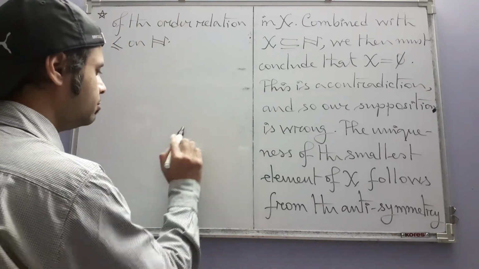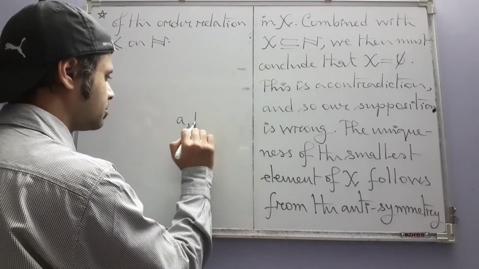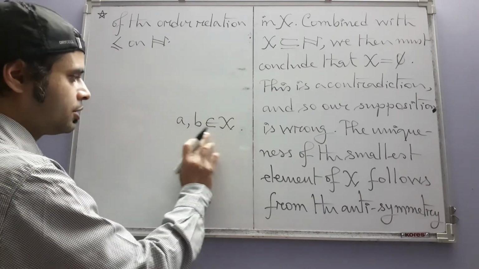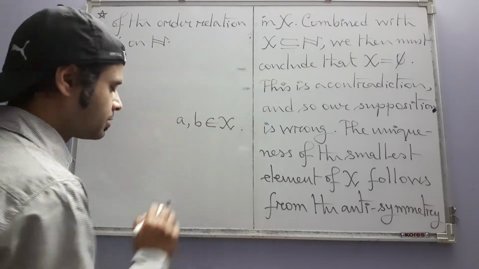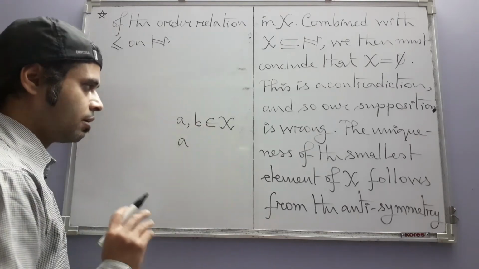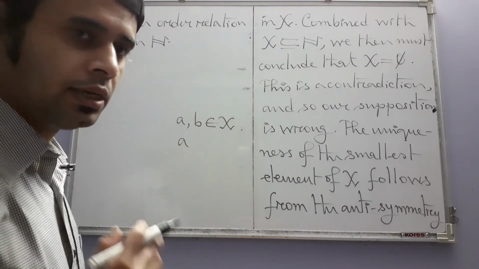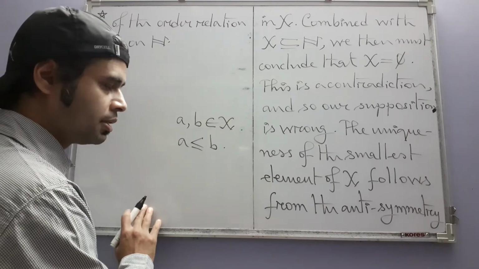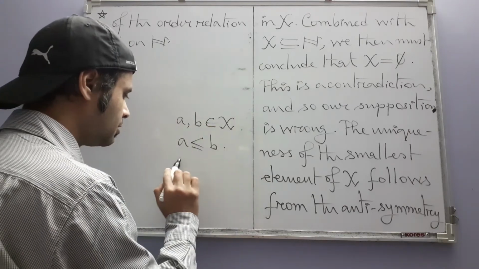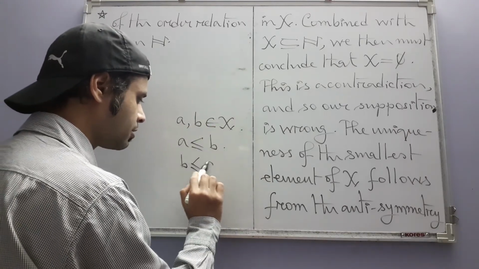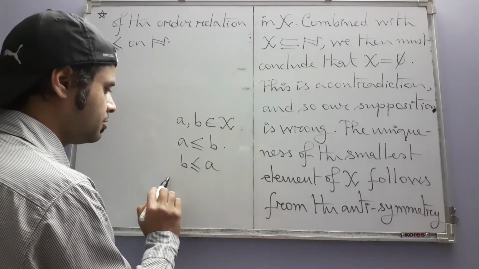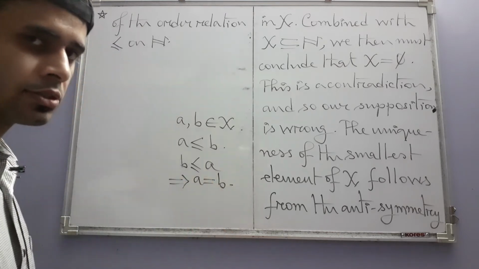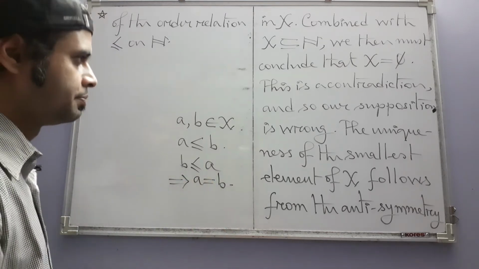Say you have two smallest elements A and B in X. What is the condition that A is the smallest element of X? Namely that A is less than or equal to every element of X. In particular, A is less than or equal to B. But if you do that same thing with B, switching the roles of A and B, then you also get this. Then antisymmetry tells us that A must be equal to B. So that's how the uniqueness comes.